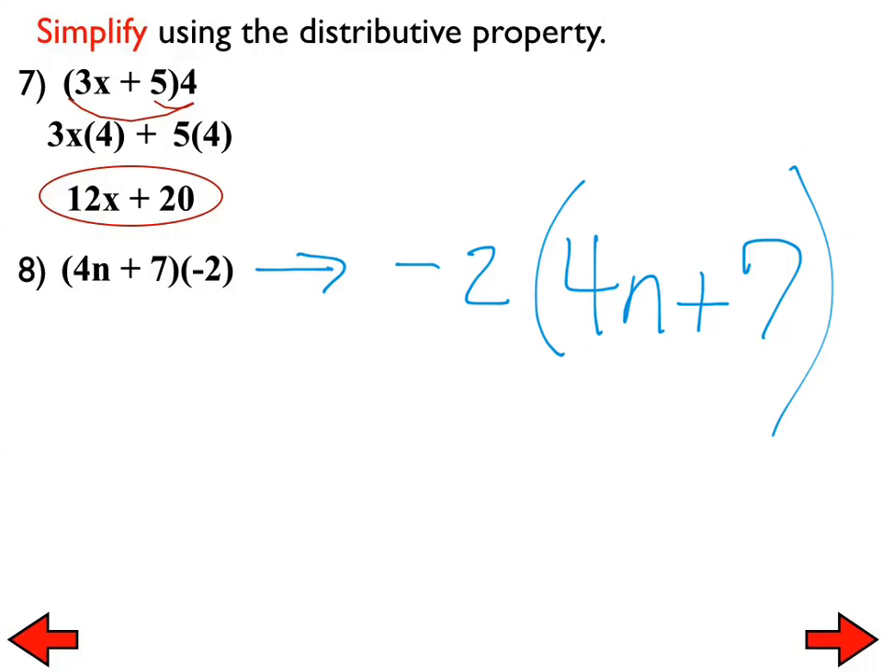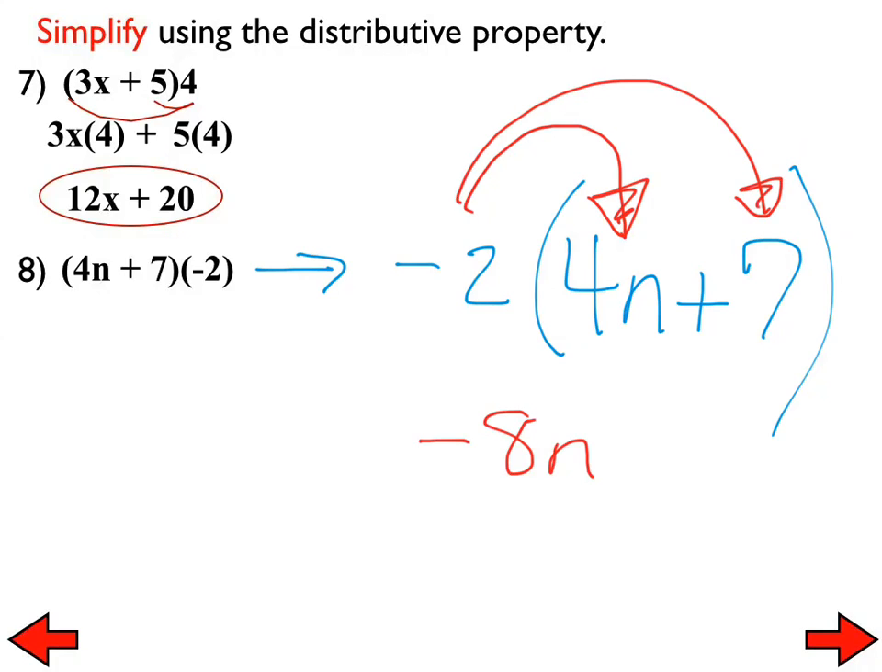So let's do this one together. What is this times that? Negative 8n. The only difference is now we have a negative number times a positive number. So we have negative 8n. Now, what is that number times that number? Negative 14. So you have 2 choices here. Listen carefully. You can either write plus negative 14, or you could write your answer like this.